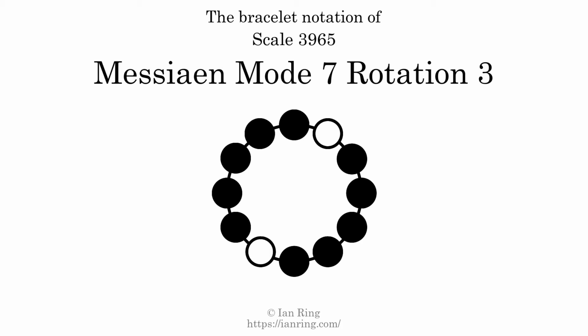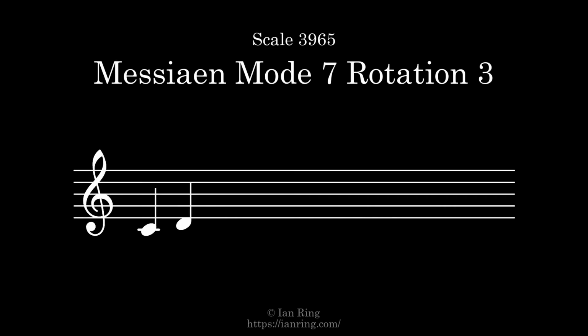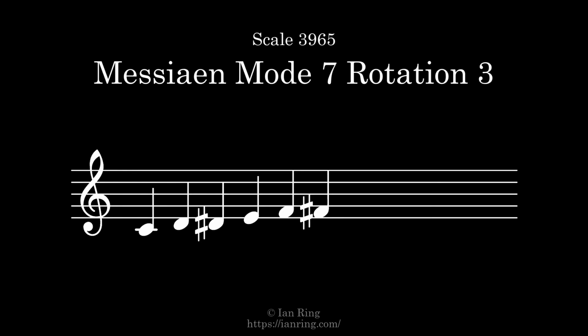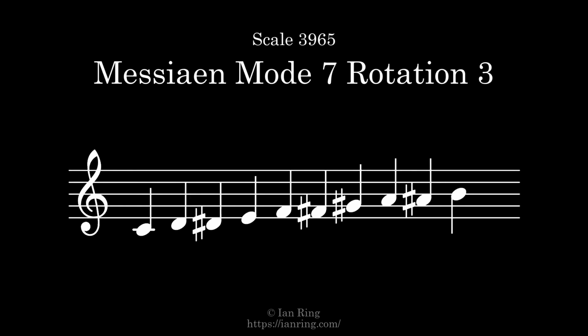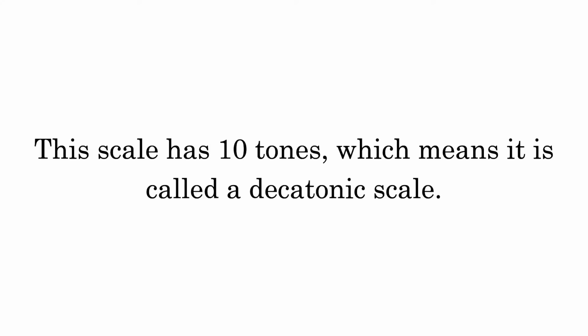3965, Messiaen Mode 7 Rotation 3, which sounds like this. This scale has 10 tones, which means it is called a decatonic scale.